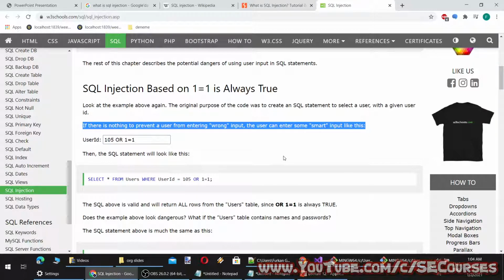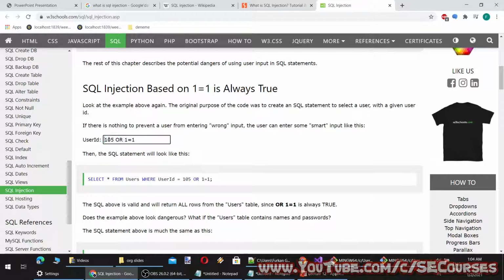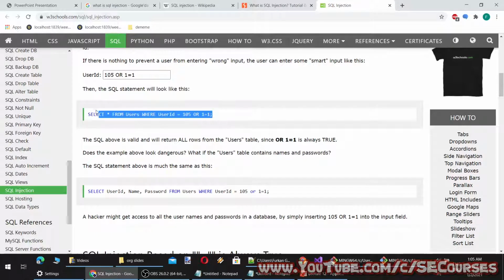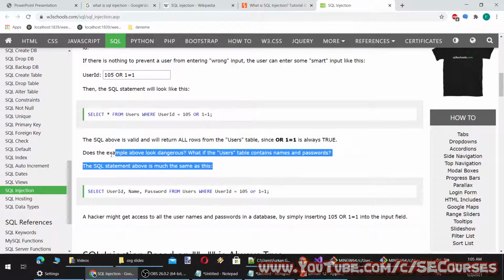If there is nothing to prevent a user from entering wrong input, the user can enter some smart input like this: User ID 105 or 1 equal 1. Then, the SQL statement will look like this. This means that it will return every user from the users table, okay, because 1 equal 1 is a satisfying condition, therefore all of the users will be returned.